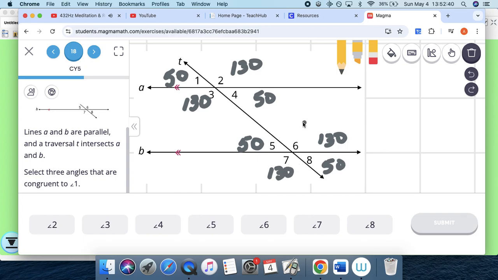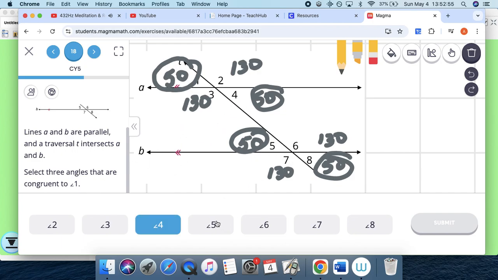Now we want all the angles that are congruent to angle 1, so I'm going to circle the angles that are the same value as angle 1: angle 4, angle 5, and angle 8. Is that what we want? Select 3 angles that are congruent to angle 1. So we want angle 4, angle 5, and angle 8. Ta-da!